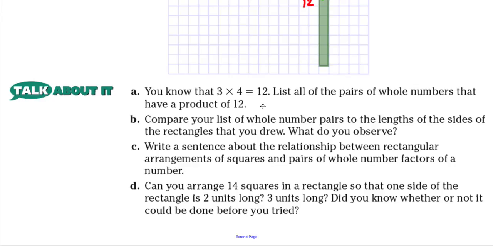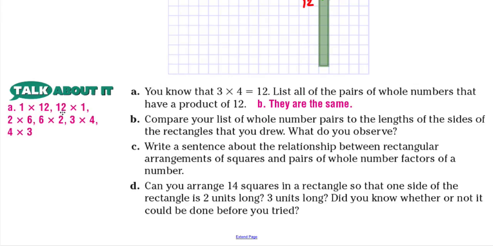By just looking at the rectangles, for letter A, it would be a 1 by 12, a 12 by 1, a 2 by 6, a 6 by 2, a 3 by 4, and a 4 by 3. And I just gave the answer for letter B. Compare your list of whole number pairs to the lengths of the sides of the rectangles that you drew. What do you observe? They're all the same.